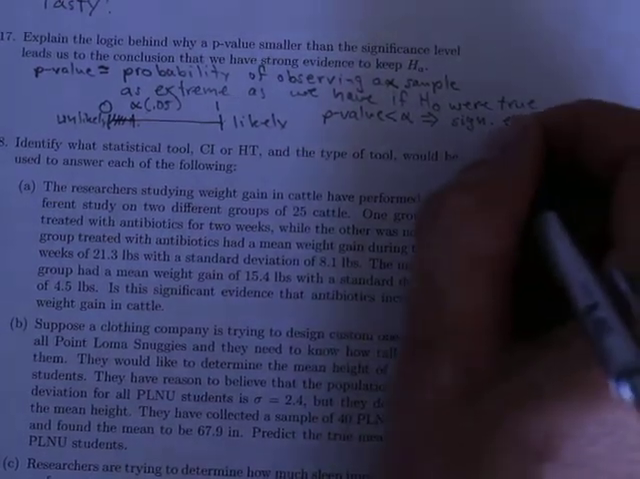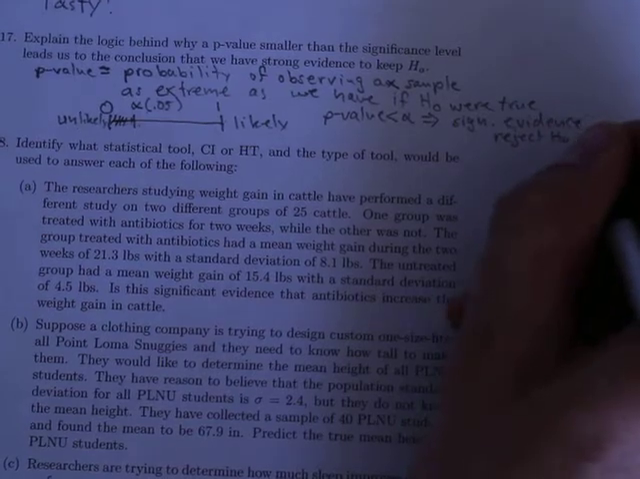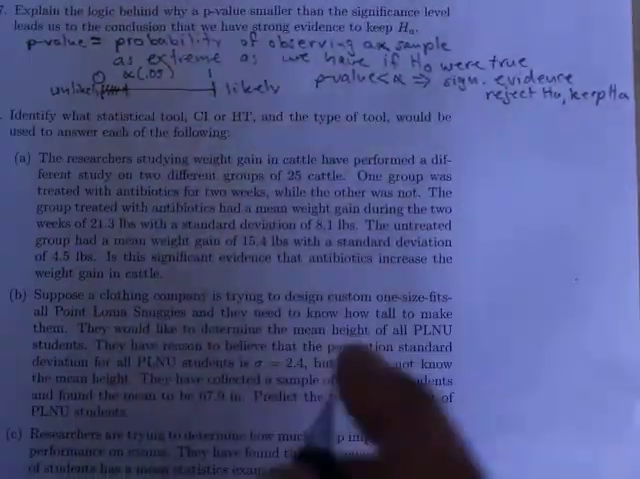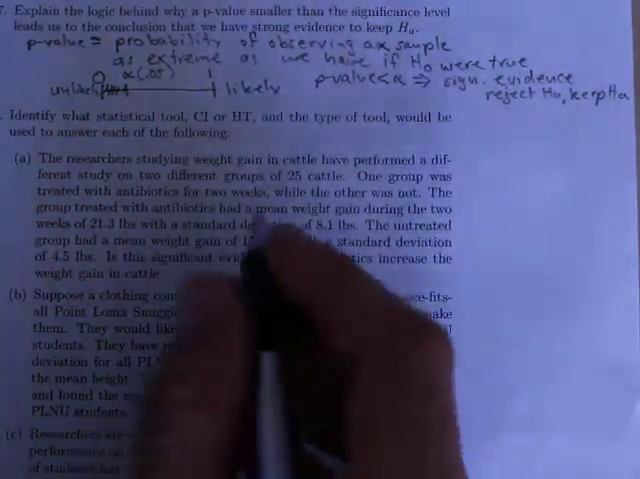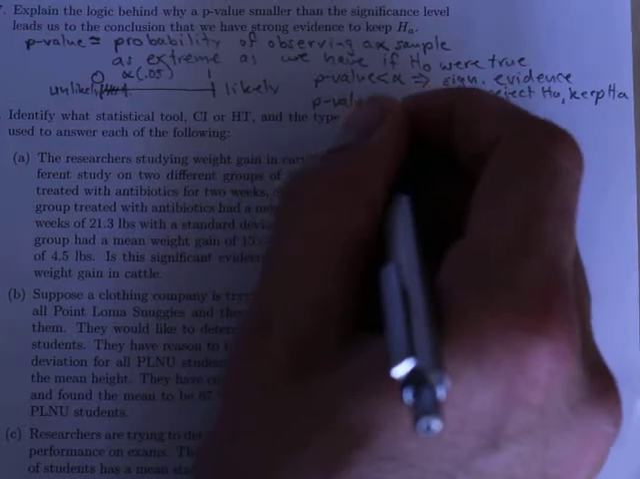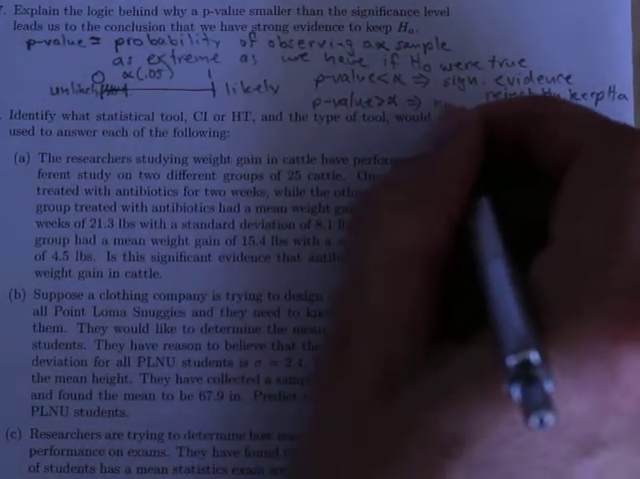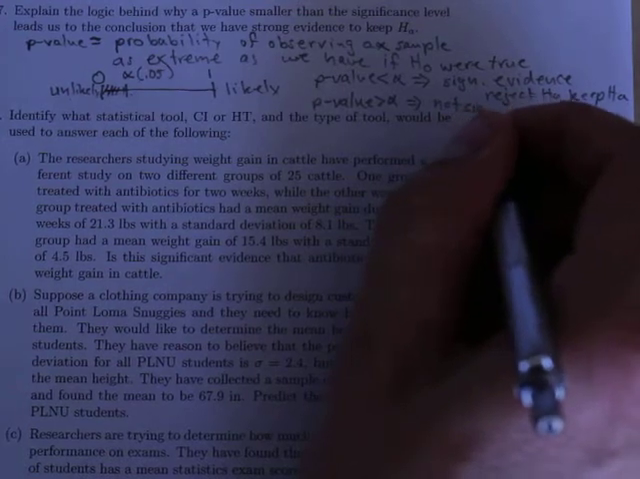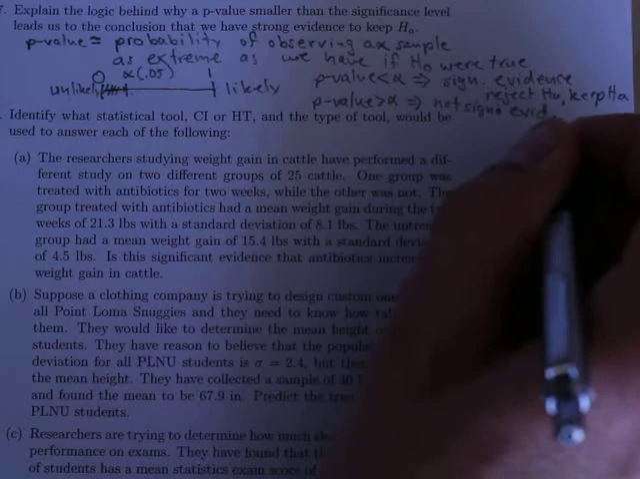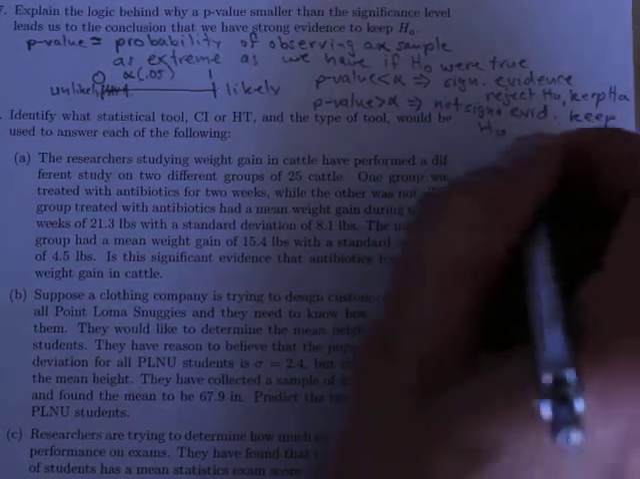and we reject the null and keep the alternative. And there are different ways of saying that. I will let you look those up on your own. And on the other hand, if the p-value is greater than the significance level, then we say it is not significant evidence, and you should keep the null.